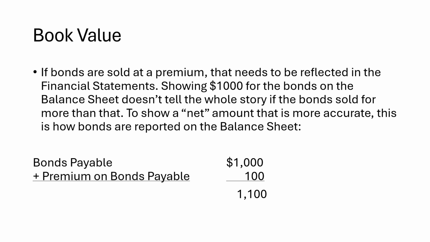So here, when we're looking at the book value or carrying value of the bonds, you take bonds payable, which is the face amount, and you add the $100 of the premium to get the book value of $1,100. So initially, when you're looking at the book value, right when you record the first issuance, the book value will be the cash received amount.